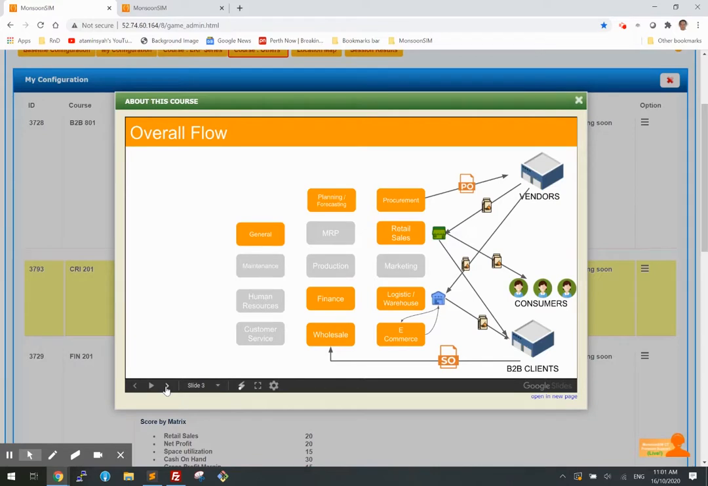Then we can also simulate the buying and selling through e-commerce to our warehouse, as well as our retail store. We can also ship product to and from our warehouse to our retail stores. That is the overall flow in this particular scenario.